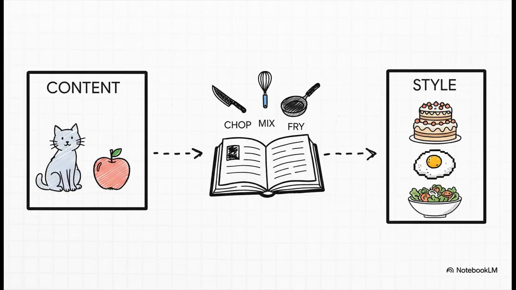Here's a great way to think about it. It's just like a recipe. The AI has all these internal operators. Those are just the cooking steps, right? Chop, mix, fry. The content, your cat, your apple, whatever, those are your ingredients. And the style, that's the cooking method. Think about it. You can take the same ingredients, say eggs and flour, and bake a cake. Or you could make pasta. Totally different results from the same stuff just by changing the method.